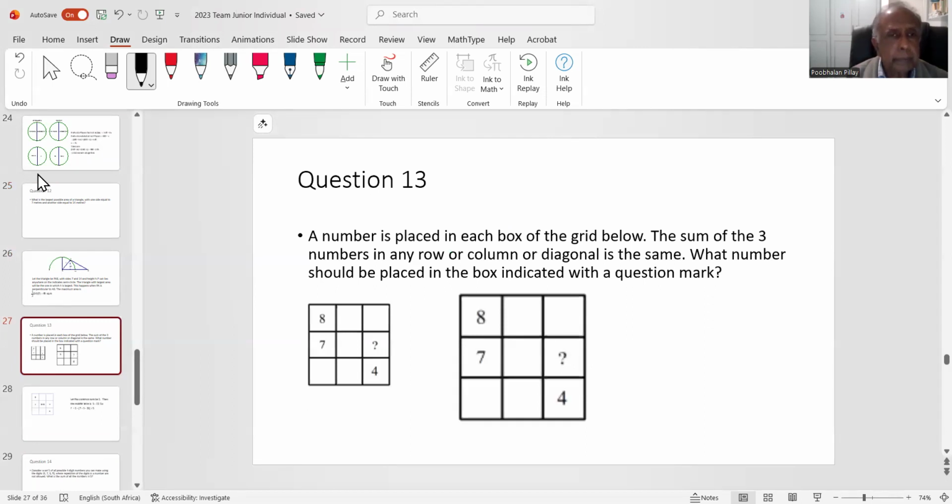Problem number 13. Problem 13 says a number is placed in each box of the grid below. There are 9 boxes there, as you can see, and 3 numbers have been placed. And there's a question mark there also. It seems that you have to find that particular number. Now, the sum of the 3 numbers in any row or column is the same.